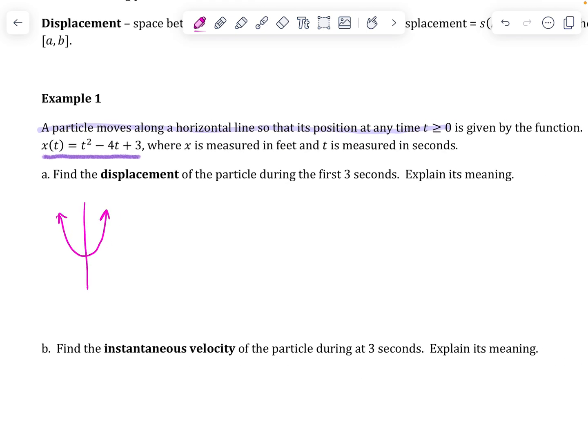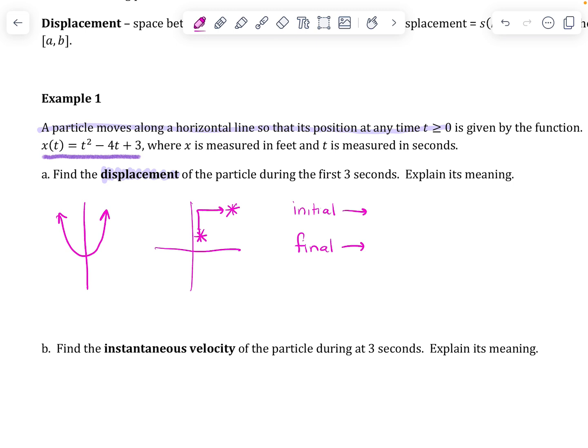But what you do need to know how to do is figure out the words that go with that. Okay. So find the displacement of the particle during the first 3 seconds. So what's displacement? Displacement is where a particle starts, where a particle ends, and the gap in the height. So I need to know where the particle was initially, and then where the particle was finally, and then the gap between them, that's displacement.